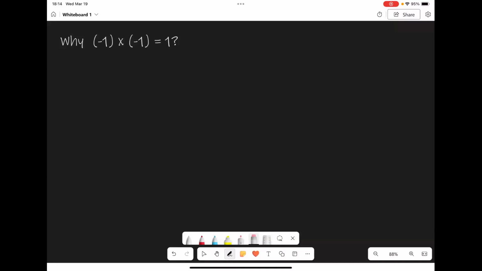Why is -1 times -1 equal to 1? Before we answer this question, we first need to understand, what is -1? -1 is called the opposite of number 1.